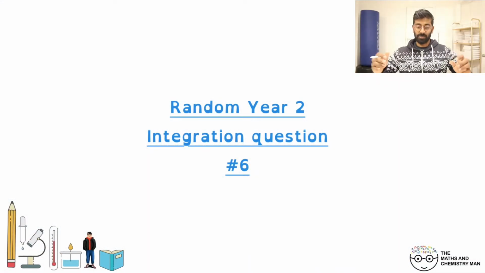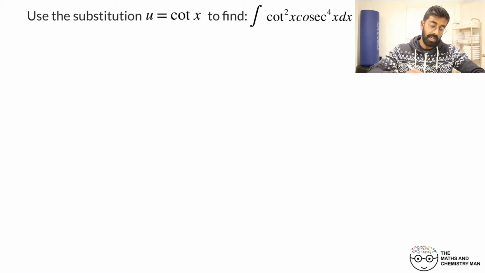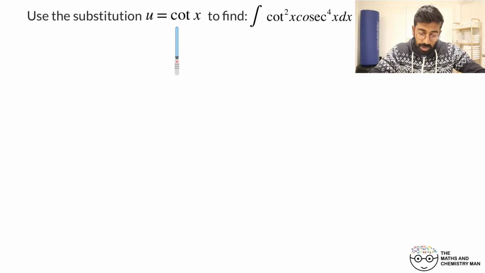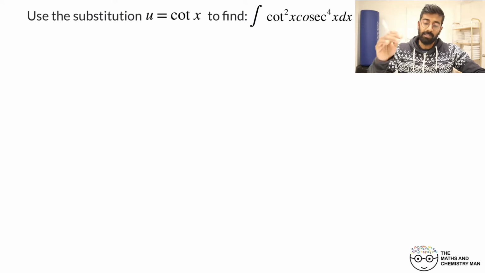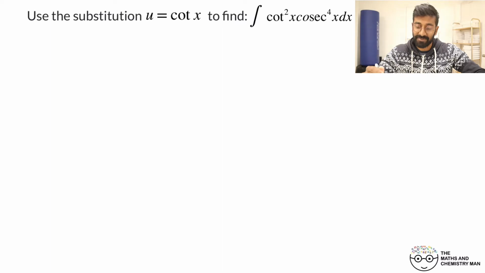Oh yes, we've got more integration. We're on question number 6. And here it is. So we've got to use the following substitution, u is equal to cot x, to find that integral over there. So jot that one down, have a go, and we'll catch up in a few seconds to go through the answers.